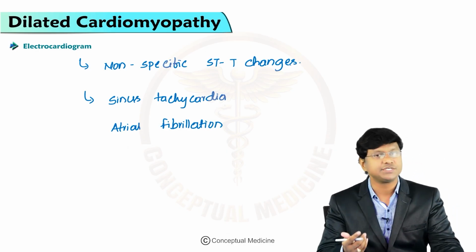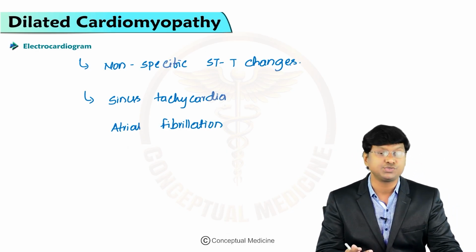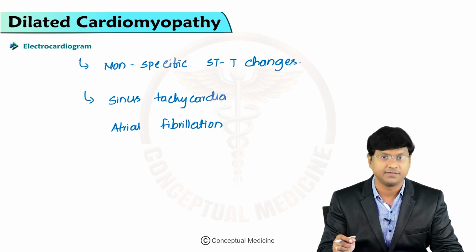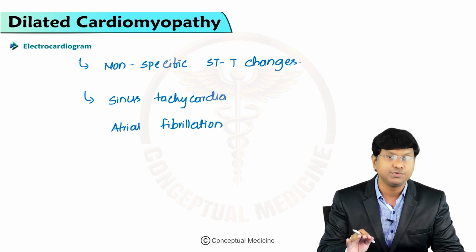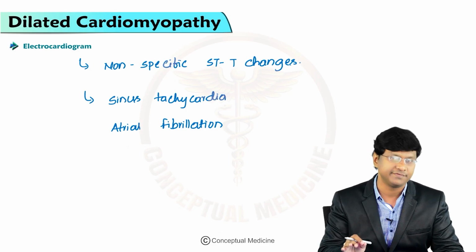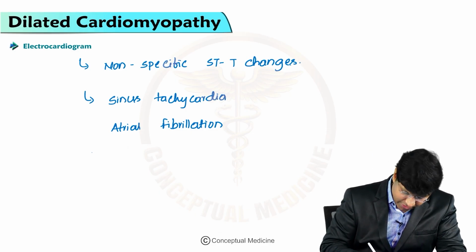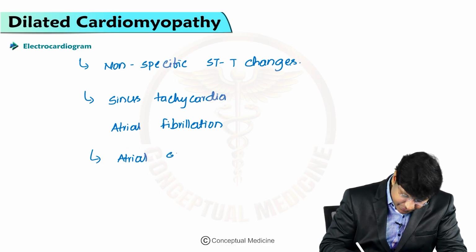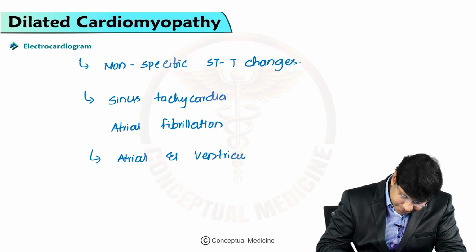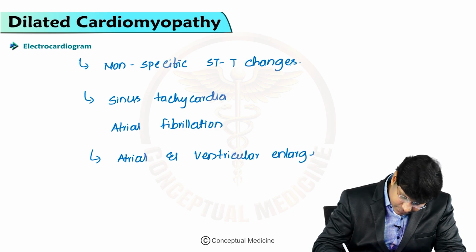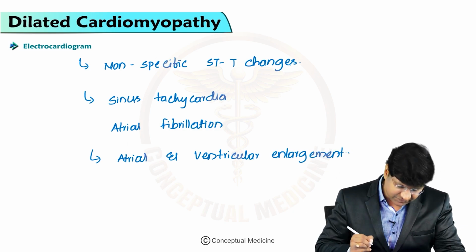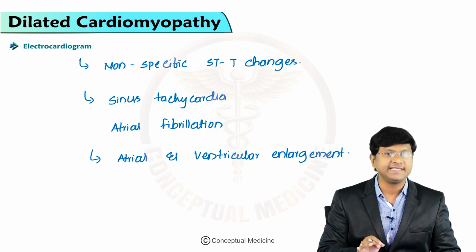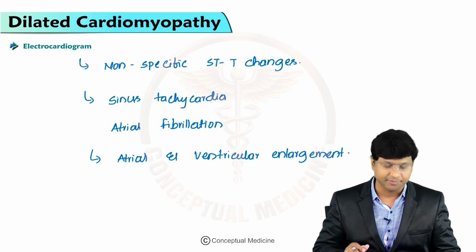So in atrial fibrillation, what does the ECG show? The ECG shows variable RR interval, and you don't have a P wave, you have the presence of fibrillatory waves. And you also have the features of the atrial as well as the ventricular enlargement. So this will be the ECG in patients with dilated cardiomyopathy.